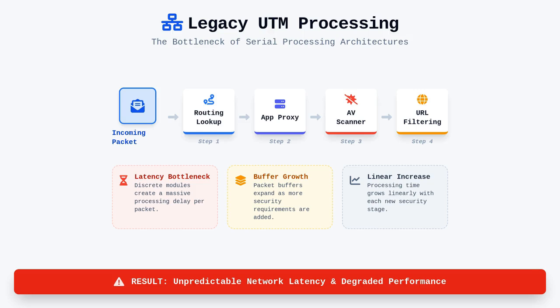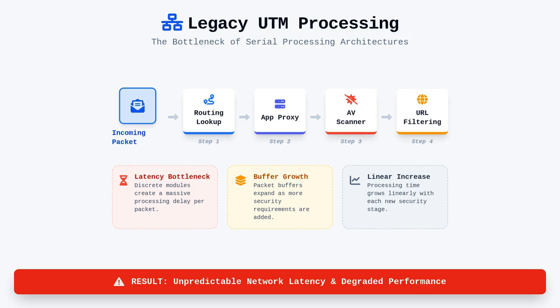In standard, legacy-style unified threat management systems, traffic often undergoes a serial processing chain. This means that a network packet is received and subsequently processed by discrete, separate software modules. First, the system might perform a routing lookup, then pass the packet to an application-level proxy, then to an antivirus scanner, and perhaps later to a separate URL filtering engine.